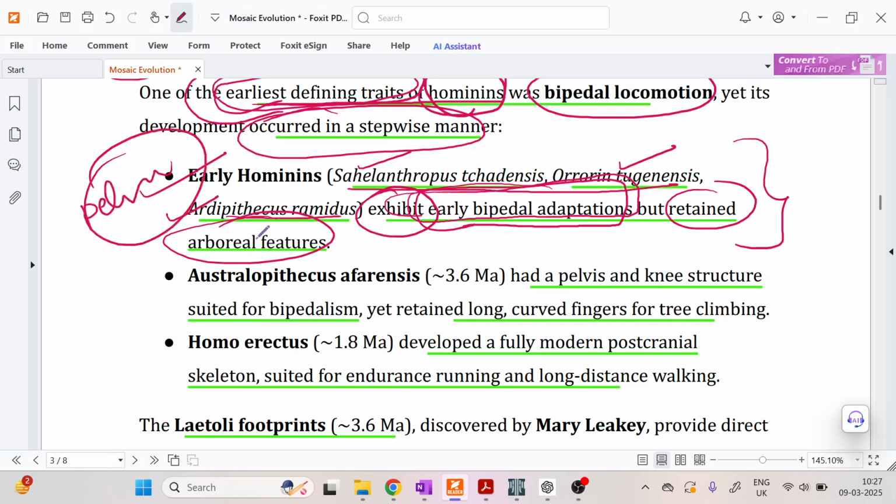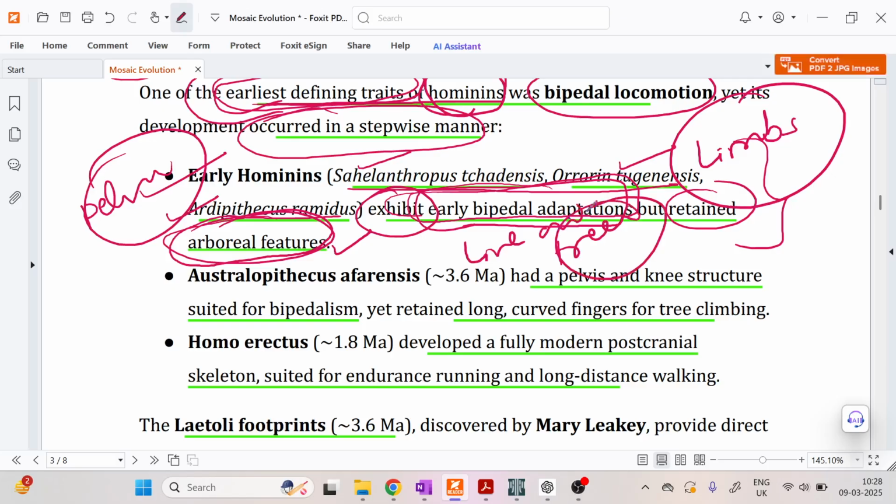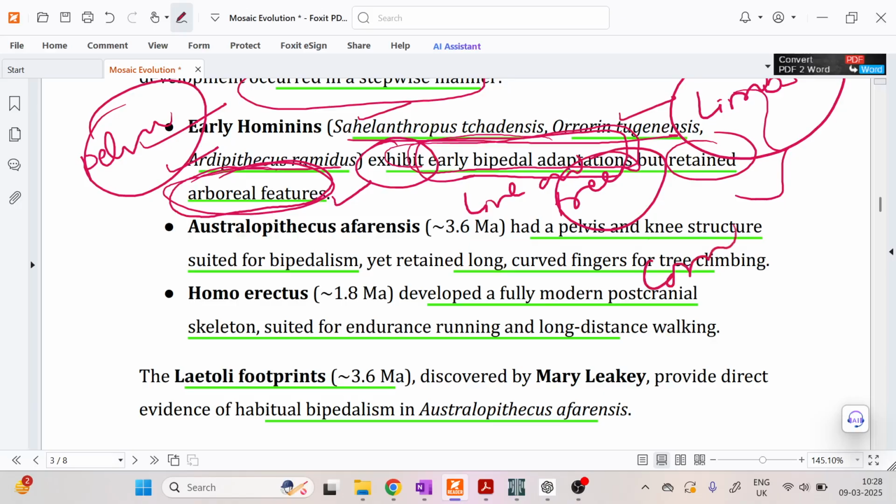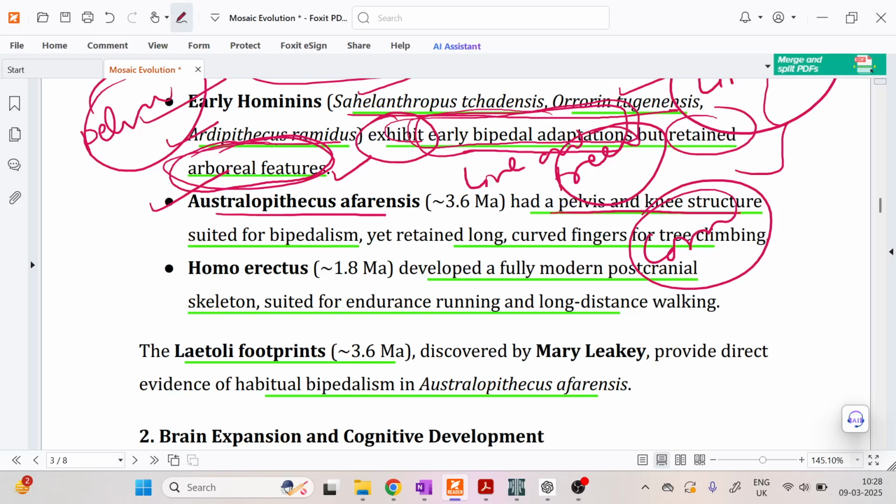adaptation, but yet they retained the arboreal features, which means that they had longer limbs compared to other species, because it is an arboreal lifestyle, which means to live on trees. So if it is an arboreal lifestyle, then the limb structure will correspond with it. Then second example, Australopithecus afarensis. It had a pelvis and knee structure that was suited for bipedalism, yet it retained long curved fingers for tree climbing. Again, for arboreal lifestyle.